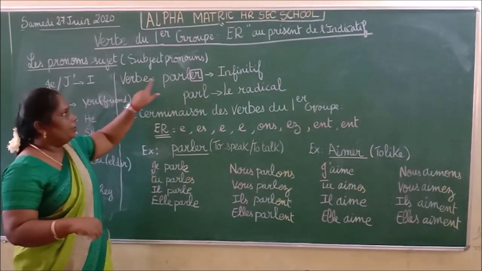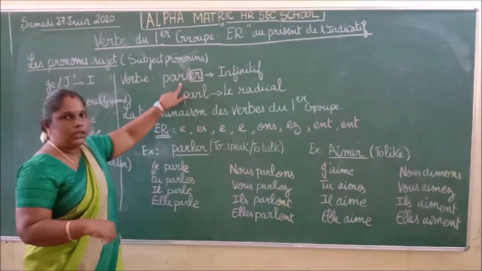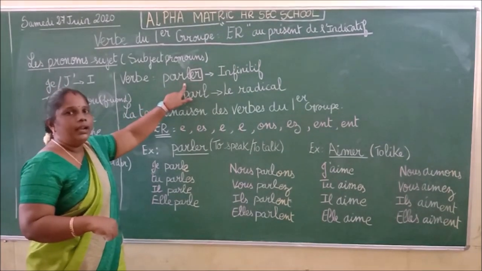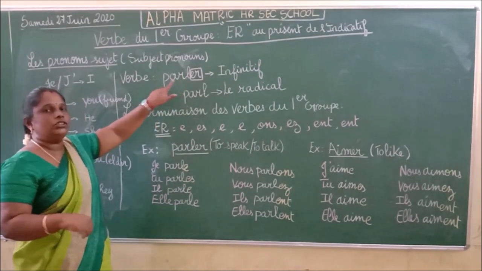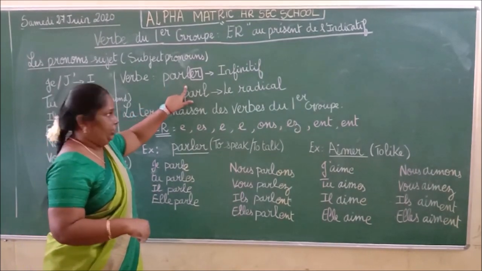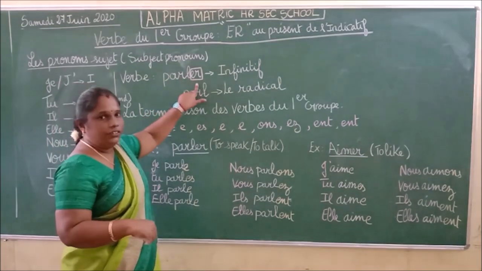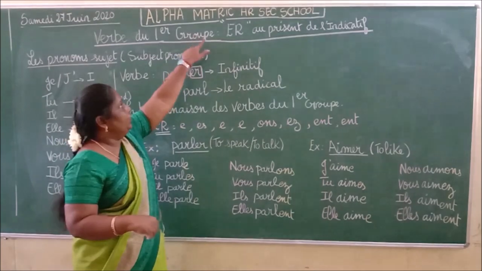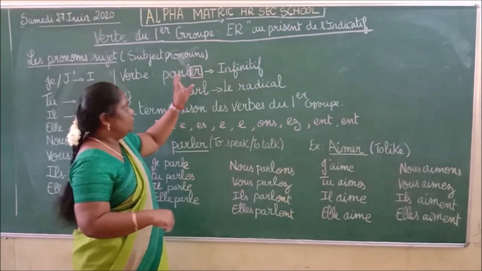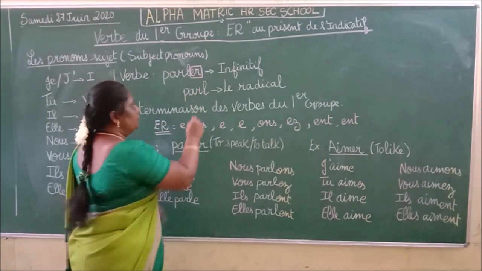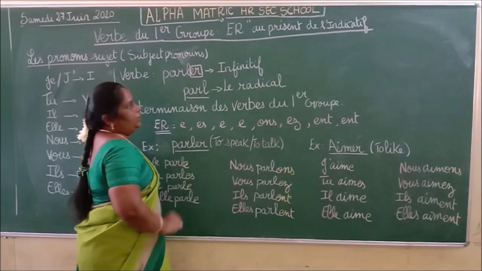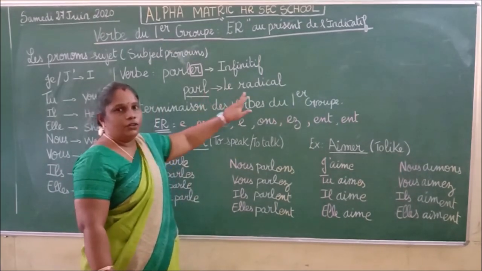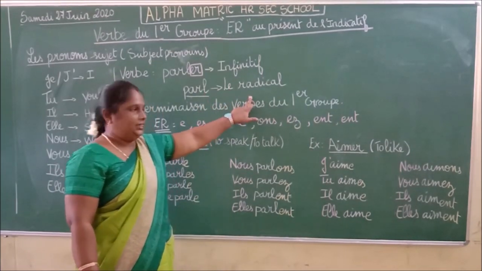Un verbe qui n'est pas conjugué s'appelle infinitif. A verb without conjugation is called infinitive. So I have written the infinitive verb here. If you cut the er, the ending of the first group verb, the remaining part of this verb is called le radical.